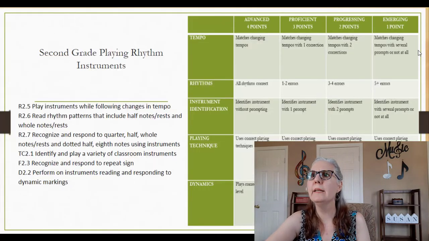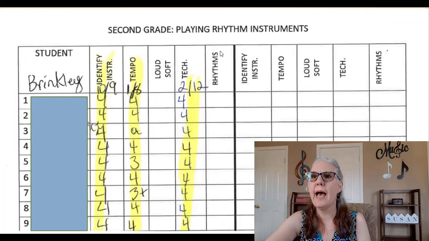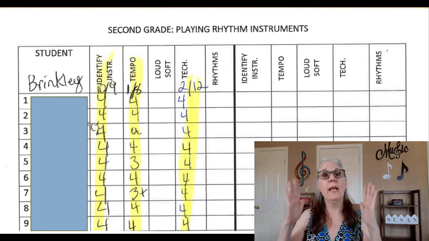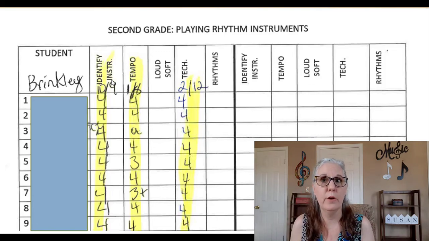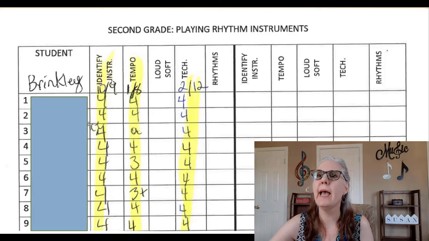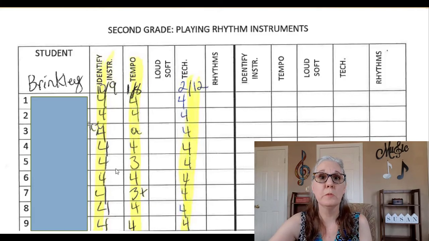So now we're going to look at that particular data sheet that goes with that rubric. So here's where we're going to get into one strand at a time, okay? So this is 2nd grade playing rhythm instruments, and you can see the categories that I have here. Identify instruments. Do they know what a maraca looks like? Very simple. Tempo. Can they keep the tempo of a song when they're playing? Loud and soft. Can they play it at the right dynamic levels? Technique. Can they hold it the right way? Rhythms. Do they play with rhythmic accuracy?